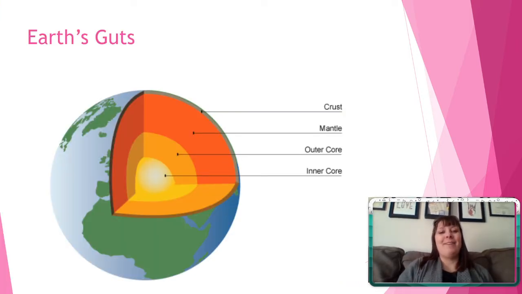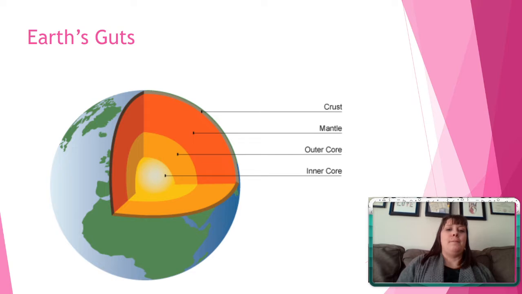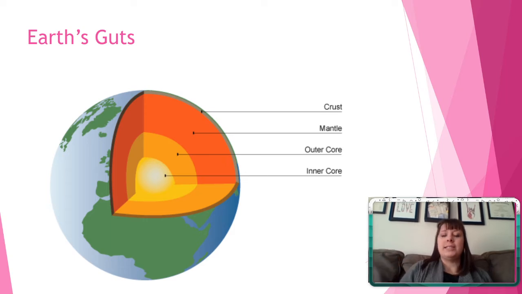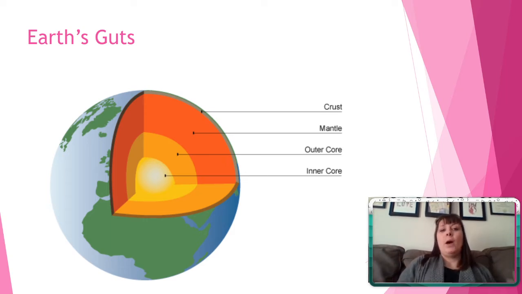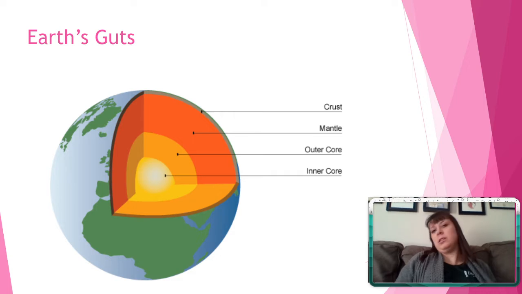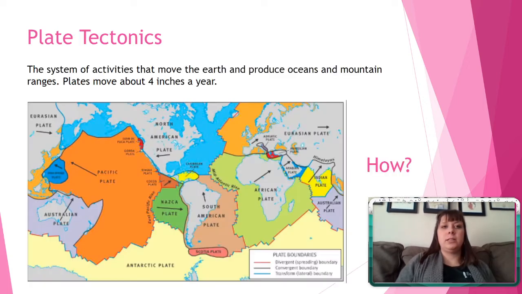So first to start off, it's going to feel a little bit like a science lesson. So here we have our Earth's guts. We have the inner core, the outer core, the mantle, and the crust. These are the insides of the Earth. Now why I have this is it's going to play a pretty big role in things like plate tectonics, which have impacts on a lot of different types of natural disasters.